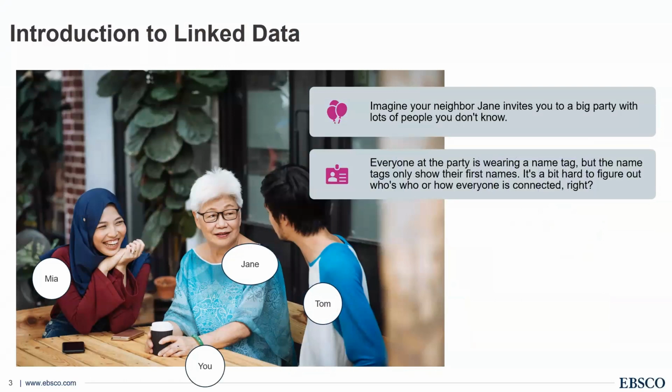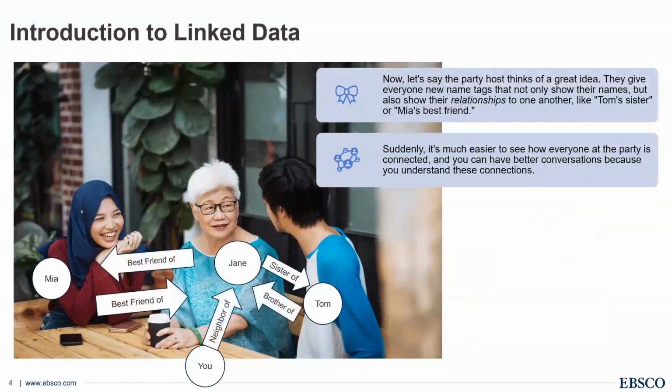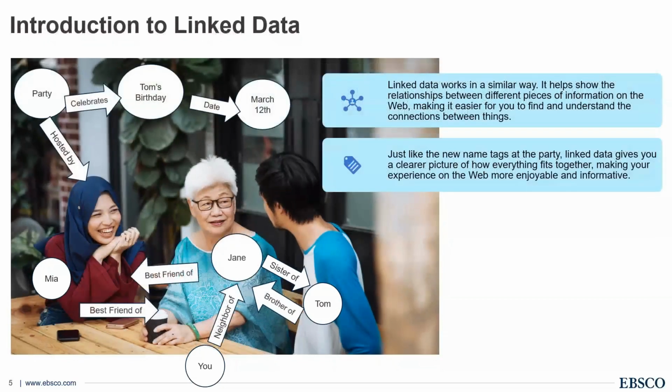You have no idea how they're connected. Well, you know that there's a lot of different relationship possibilities. They might be best friends, they might be siblings, they might be your neighbor. So you can start to see connections between the people when you apply those relationships. Well, then take that a little bit broader. Well, this is a party and it's hosted by a particular person, but it's celebrating Tom's birthday, and Tom's birthday falls on a particular date. So you can start to see now all of these different connections between the individual people.